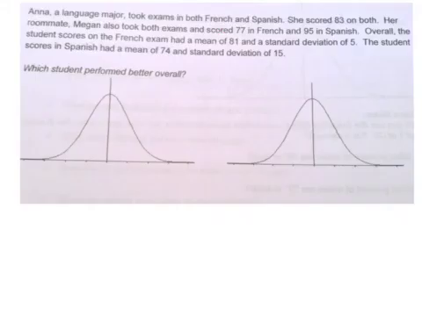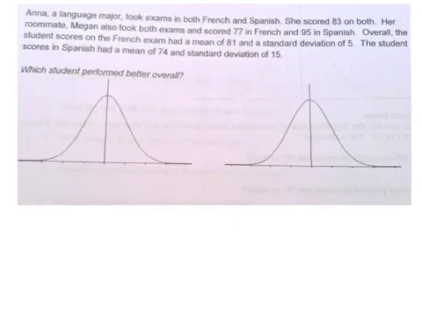In this example, we want to see how we can use z-scores to compare two different things. So we have Anna and we have Megan, and they both took a test in French and a test in Spanish. Well, Anna, she scored 83 on both, and her roommate Megan scored a 77 in French and a 95 in Spanish. So who performed better overall? Well, we would want to have two distributions. So this one over here on the left, we'll call this one French.